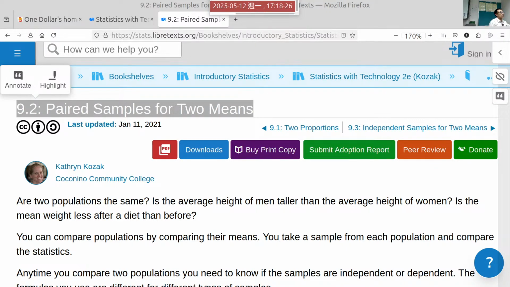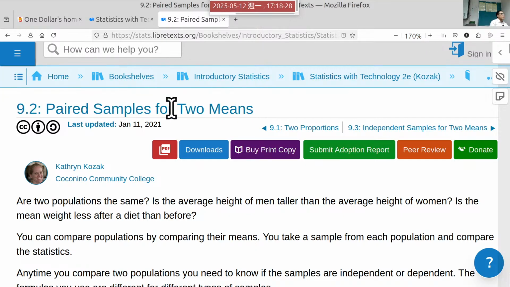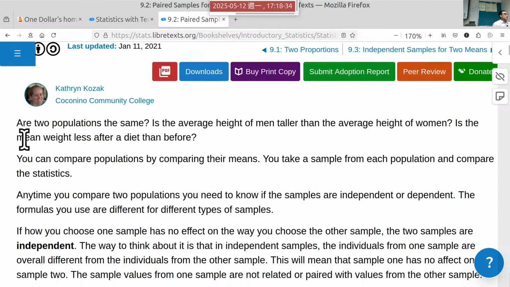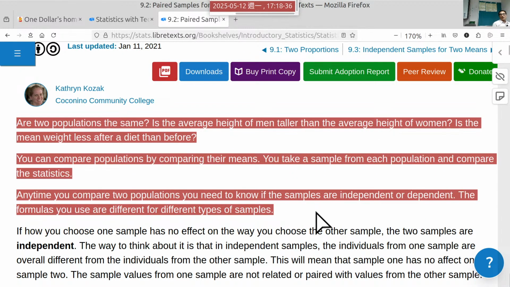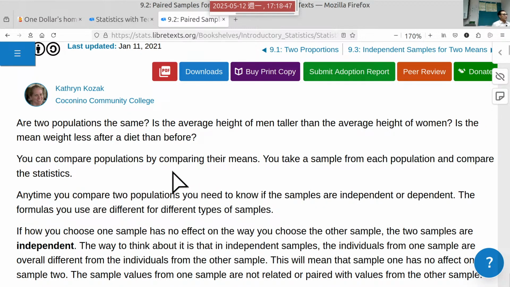The topic of 9.2 is paired samples for two means. Let me tell you that from the texts, they are a little bit hard, but after the examples, you will know. Wow, it's easier. Okay, let's start from here.